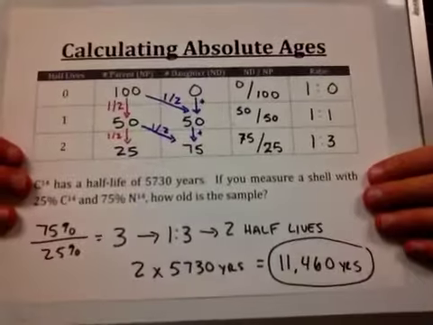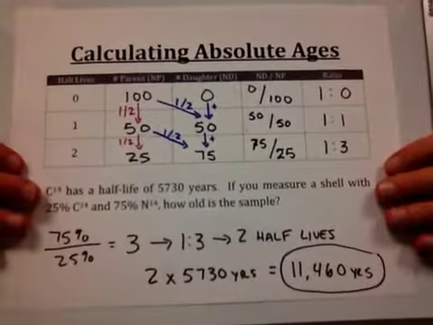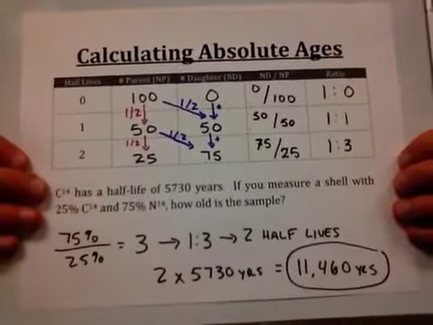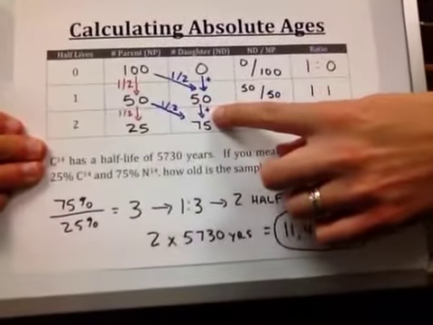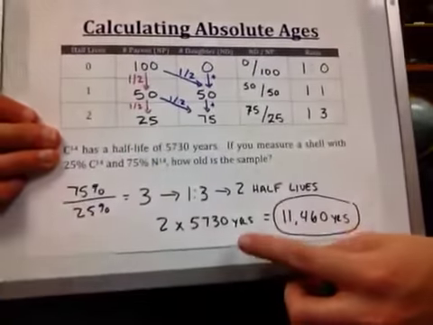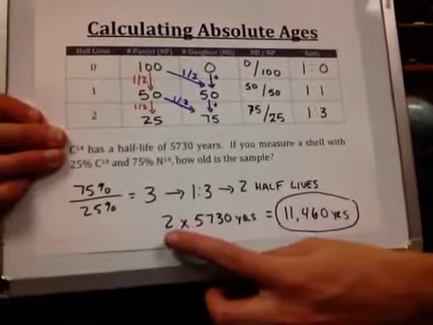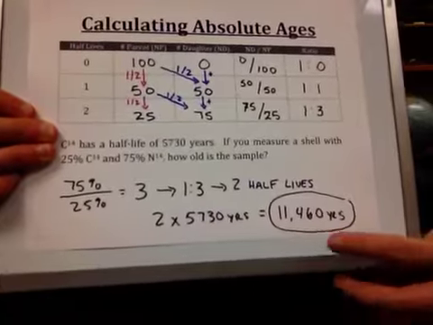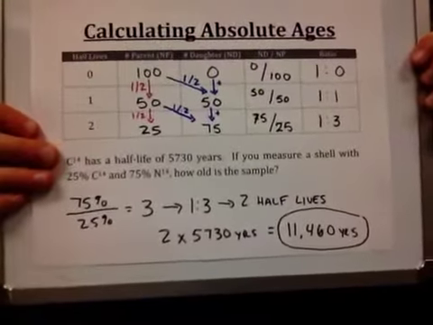Now this was a simple example for you. There will be more complex problems that we do, but the idea and the concepts will stay the same. You look at the number of daughters to parents, you figure out the ratio, that tells you how many half-lives it's been, and then you do math with the number of half-lives that have passed and the age of each half-life to determine how old the material you're evaluating is. These are the steps in the math that you will be expected to do when performing absolute age calculations in an intro geology geologic time lab.